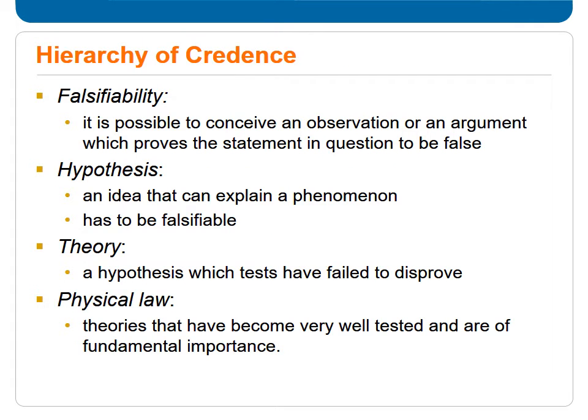In science, there is a hierarchy of credence, that is, our belief or acceptance of something as true. If something can be falsified, that is, some experiment or argument could be given that would show the statement to be false, it is a scientific statement. A hypothesis is a falsifiable statement that explains a phenomenon. A theory is a hypothesis that some tests have failed to disprove. A physical law is a theory that is well established and of fundamental importance.